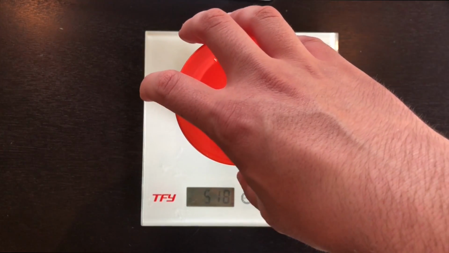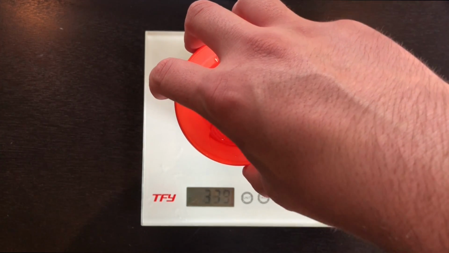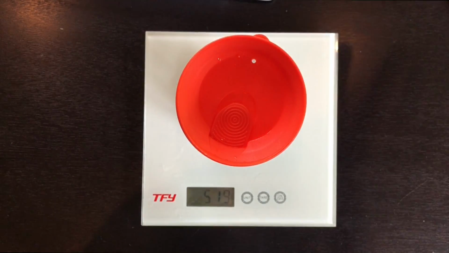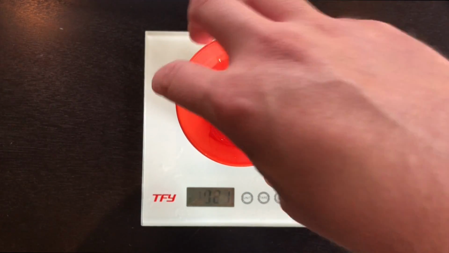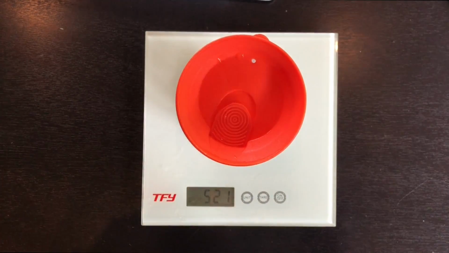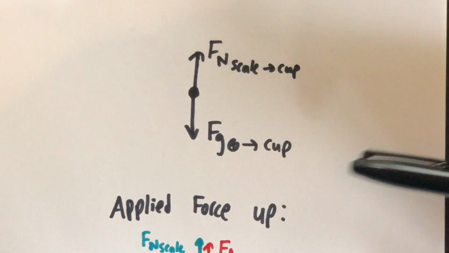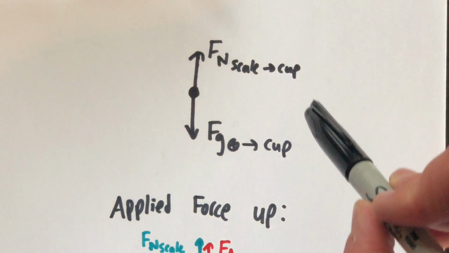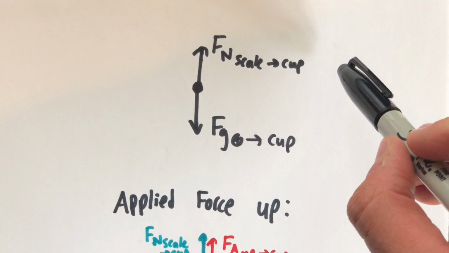Now, if I just apply a slight force upwards, we see that the number drops. If I apply a slight force downwards, the number increases. Let's look at a force diagram to find out why. Here's a force diagram for the cup when there's no forces on it from me. We have the gravitational force downward from the Earth and the normal force upward from the scale.